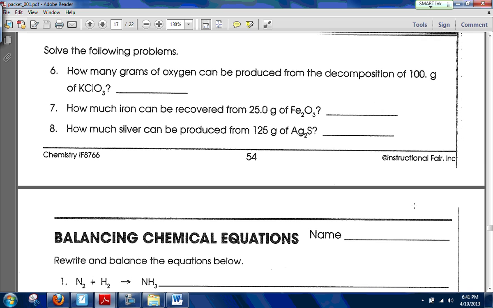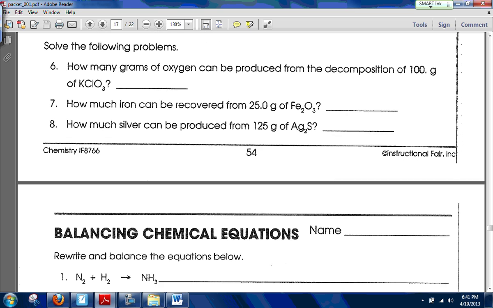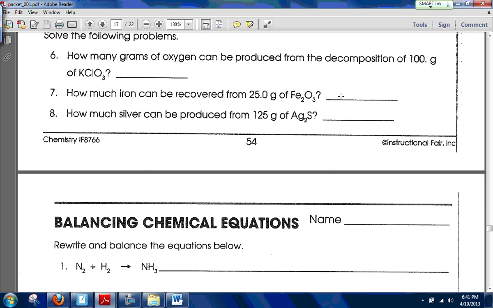Well, I guess maybe I'll do one at the bottom. Okay. So what they're asking you to do at the bottom is do a percent composition and then multiply the amounts they gave you by that percent. So if we're doing number 8, how much silver can be produced from 125 grams of silver sulfide? We'll do Ag and S.